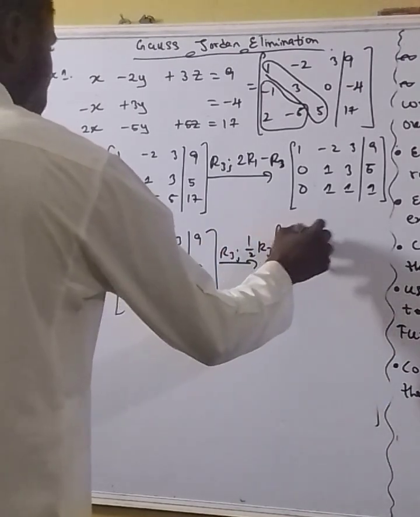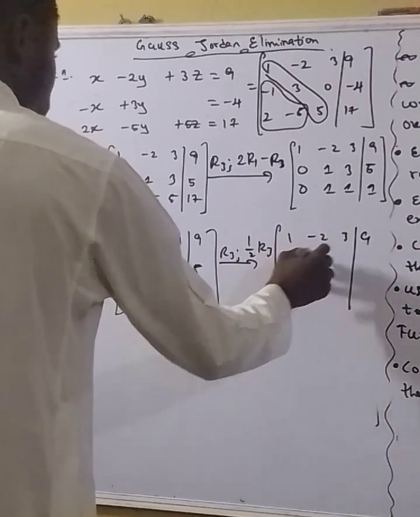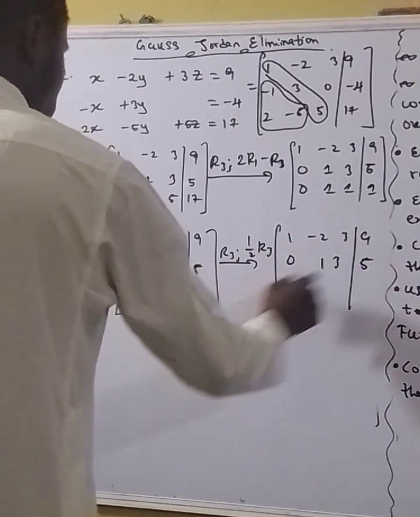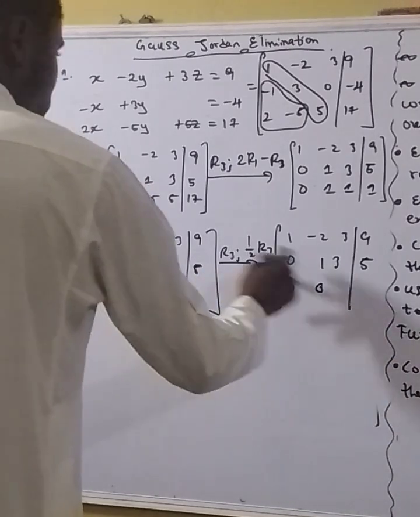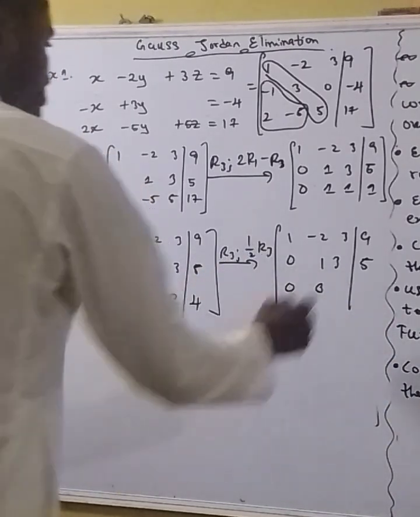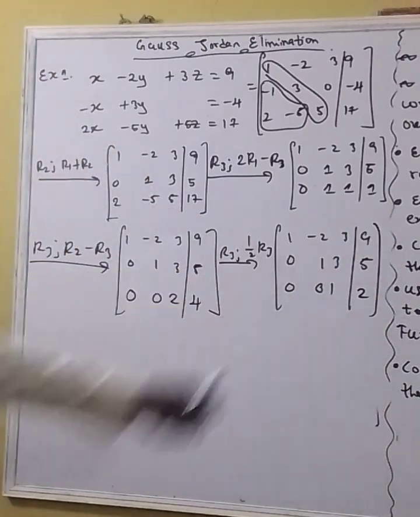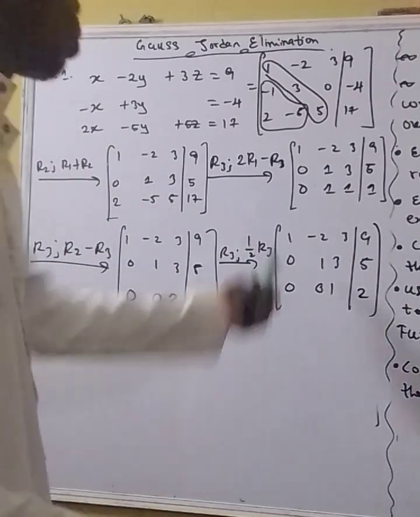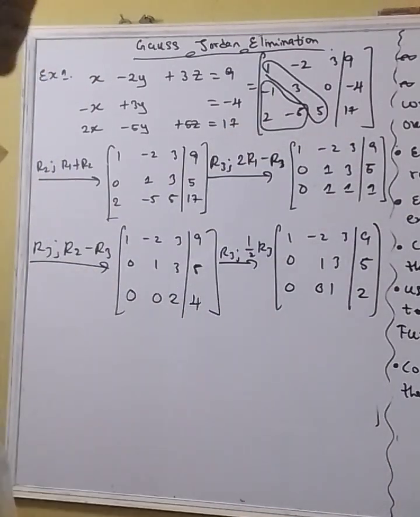So at that point I have 1, negative 2, 3. I have 9, 0, 1, 3. I have 5, then 0, because 0 times everything here gives us 0, 0, 0. Then 1 over 2 times this, you have 1, then you have 2. That's 4 times 1 over 2. So this is the row echelon form that we're talking about. Then now we have to break it down to the reduced row echelon form.